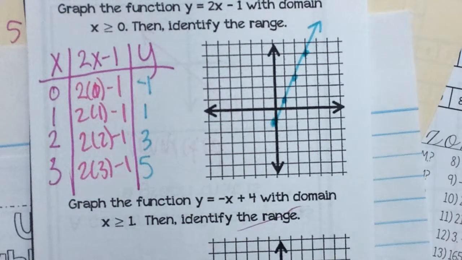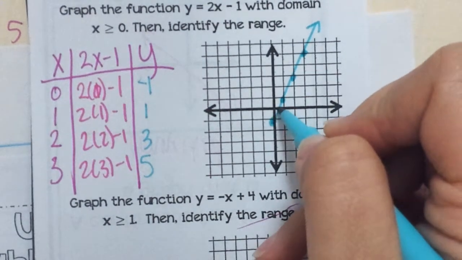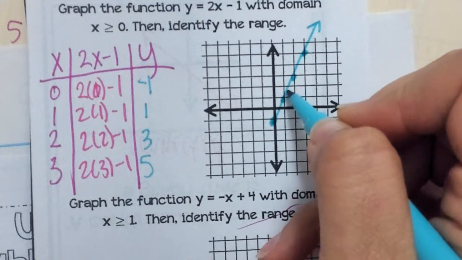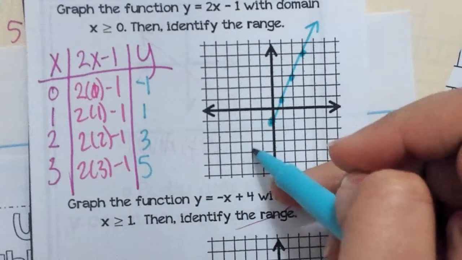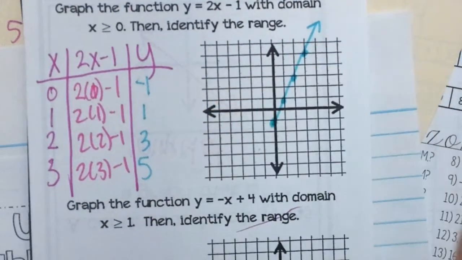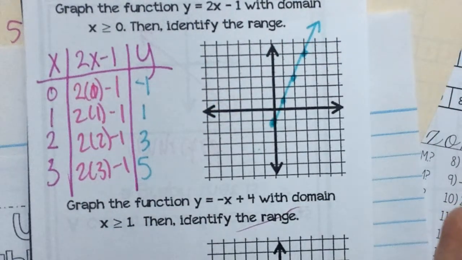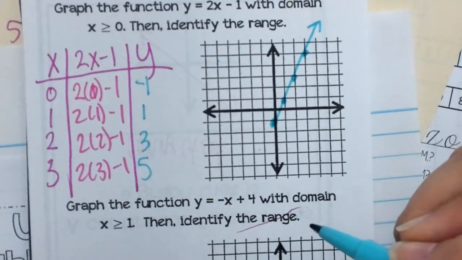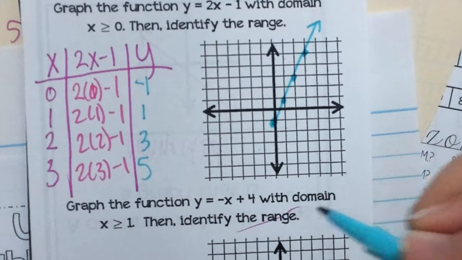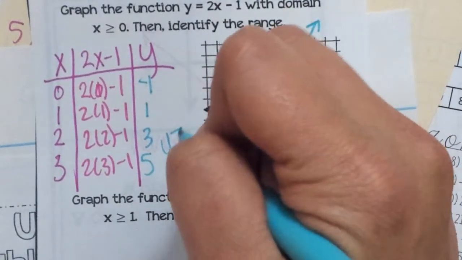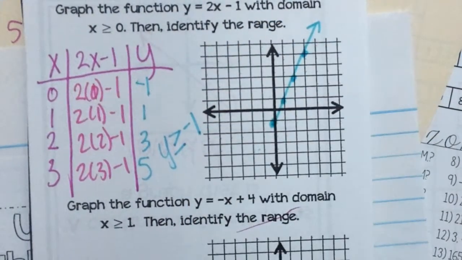Now, it tells us to identify the range. What are our y values? Negative 1, 1, 3, and 5. Could it also be 0? Yes. What about 1.5? Yep. What about 2.5? Yep. Is it any number greater than a certain number? Not 0, for your range. What are the range values greater than? Negative 1. Take a point. So it's y is greater than or equal to negative 1.